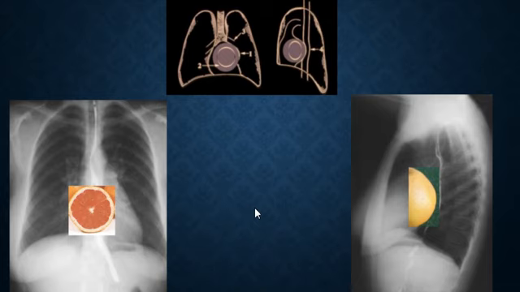I think we can shift to another sign. Any question? Good. Now, air crescent sign. What does that indicate? Mycetoma, exactly.